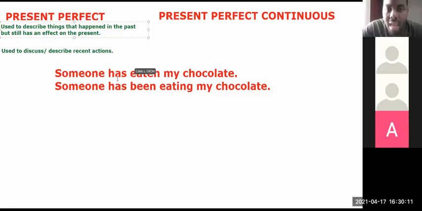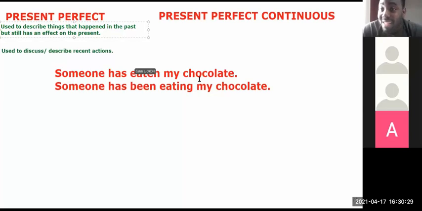In the same way, just like Senna explained, someone has eaten my chocolate. If I say someone has eaten my chocolate, it basically means someone has taken my chocolate and eaten it. It's gone, but I still feel the pain. When I went there, I couldn't find my chocolate. I'm still sad about the situation.